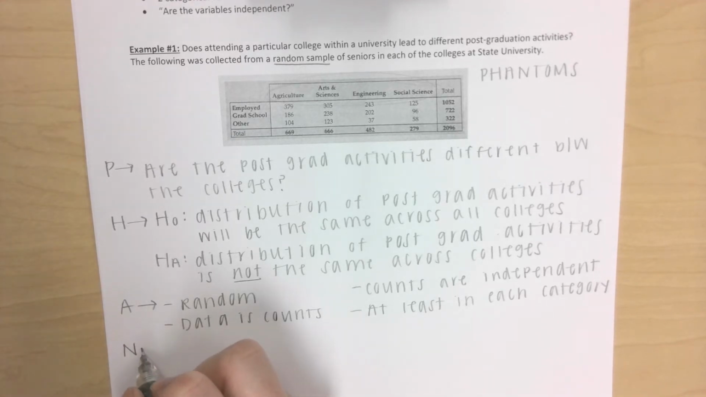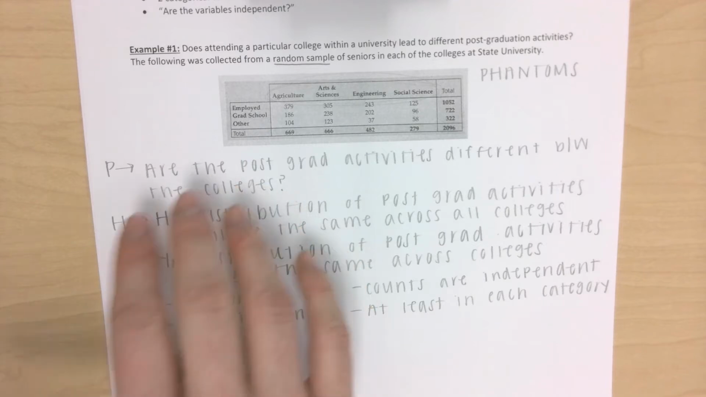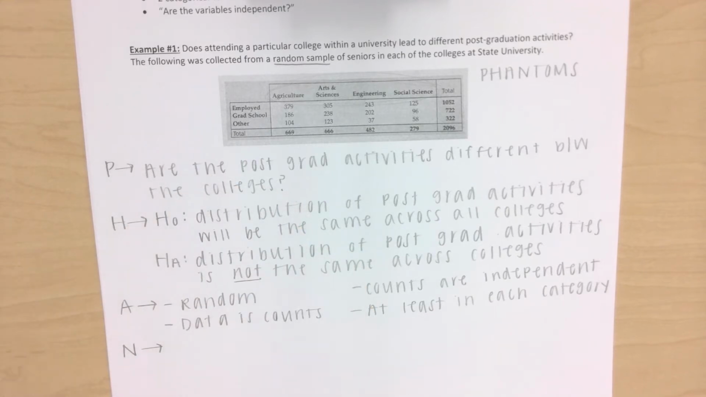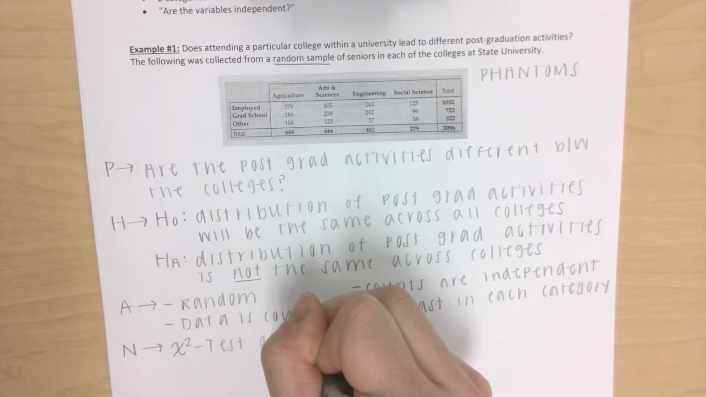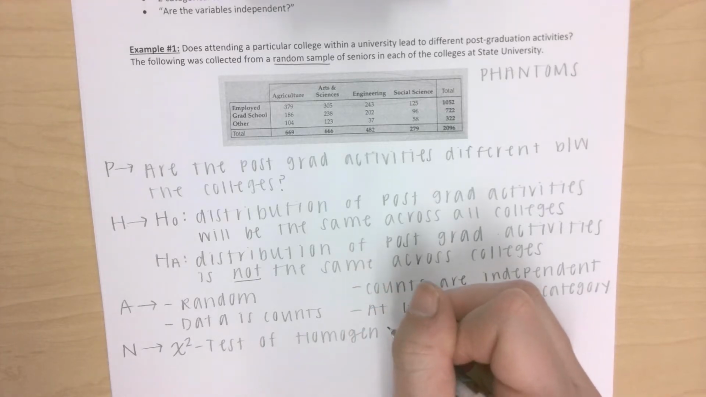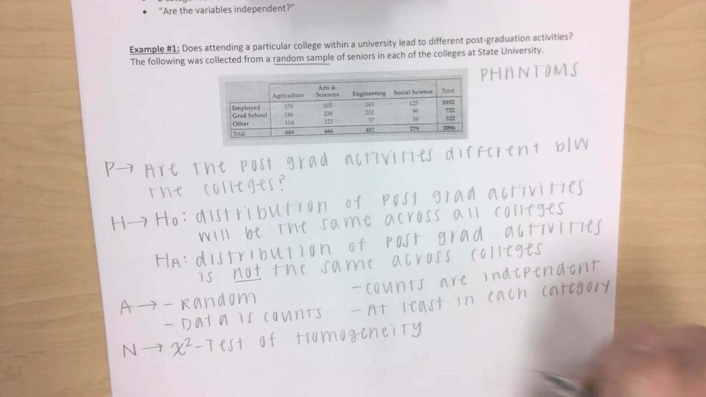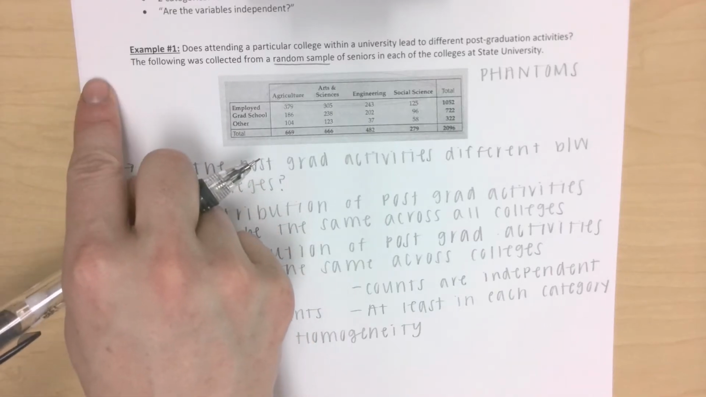Okay, now N, we should have started with this part here, thinking about what type of test we're looking at. If the question that you're asking is whether these activities are different between our groups, so different between the colleges, this is a chi-squared test of homogeneity. I usually think about this right off the bat, so you'll see on some of my answer keys, I write it right off to the side here.